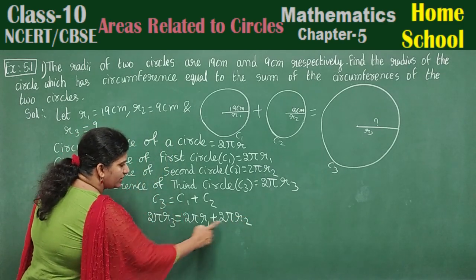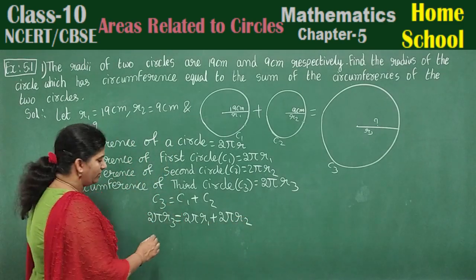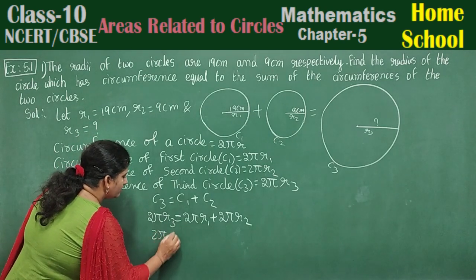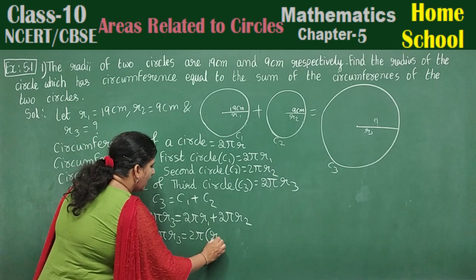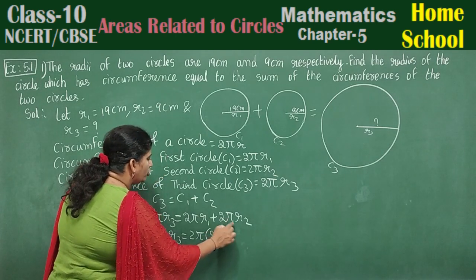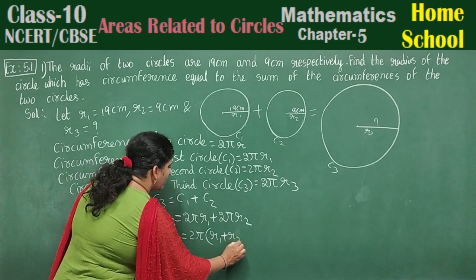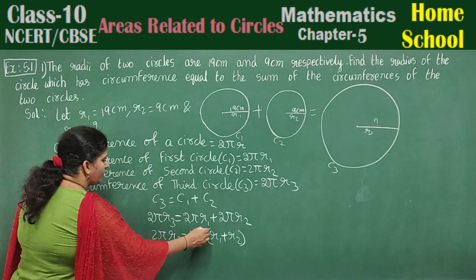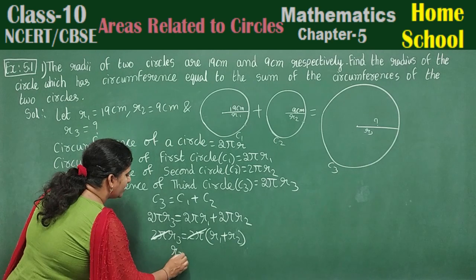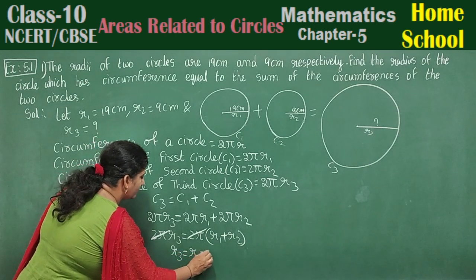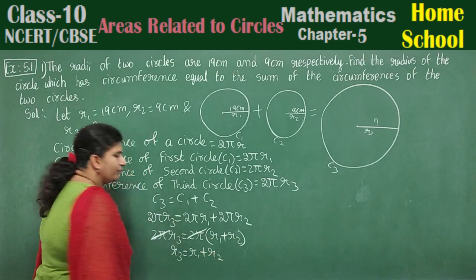In these, is anything common? 2 pi is common. Let's take out the common factor. 2 pi R3 is equal to, taking out 2 pi common, R1, and if you remove 2 pi, R2 is left. R1 plus R2. 2 pi cancels. R3 is equal to R1 plus R2.